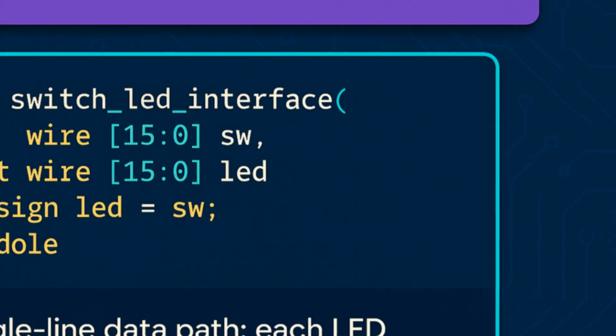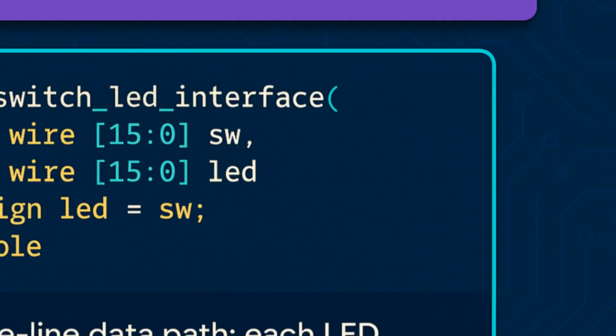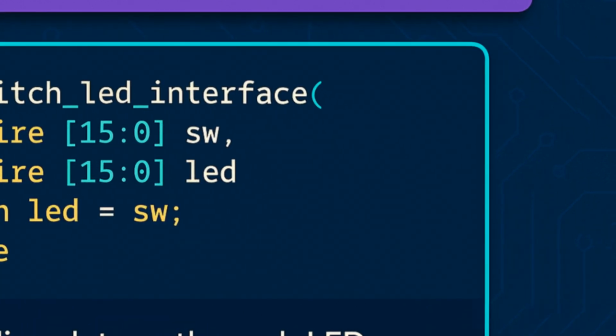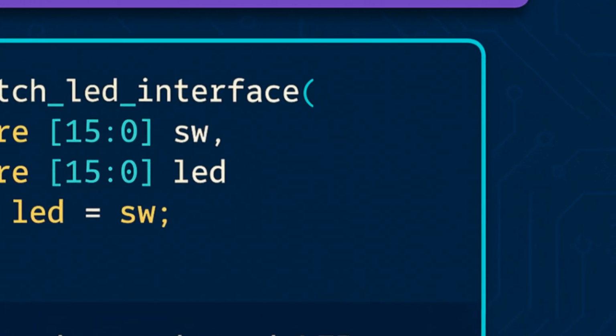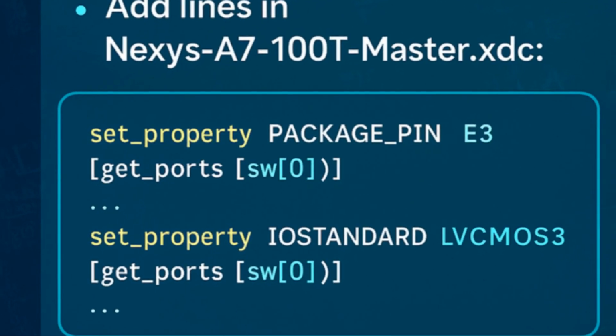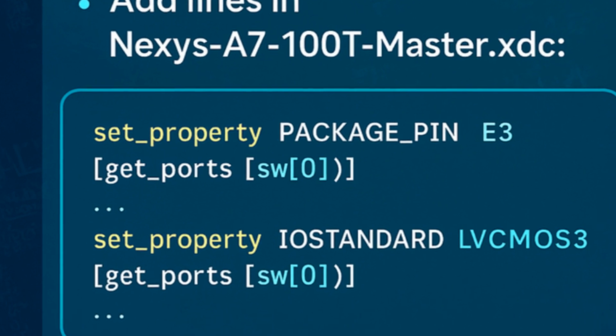Flip any switch and the corresponding LED lights up instantly. No clock, no state, just pure combinational wiring. It's the simplest way to verify your I/O mapping, synthesis flow, and timing on the Artix-7 FPGA. Next, we'll map our logical ports to the physical pins on the Nexys A7.